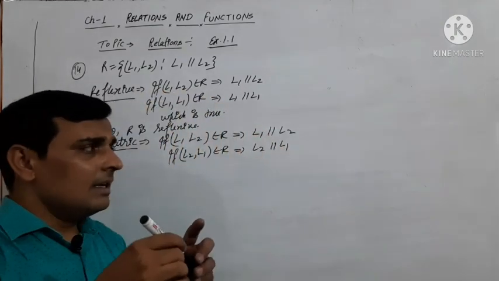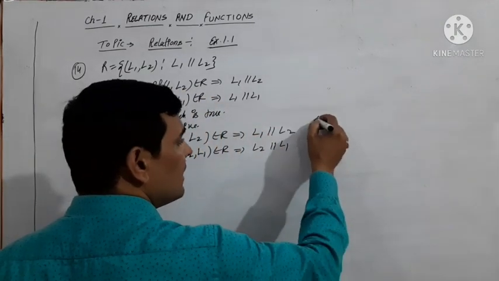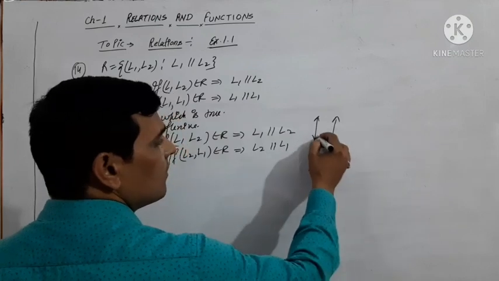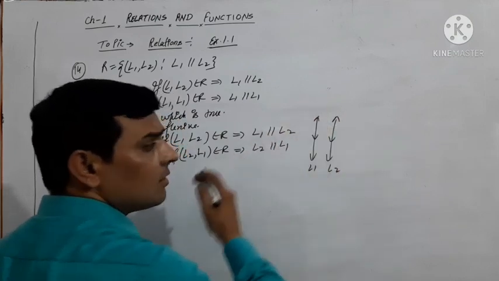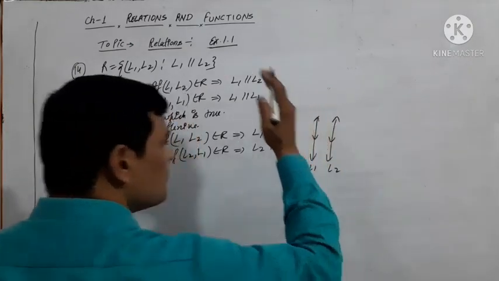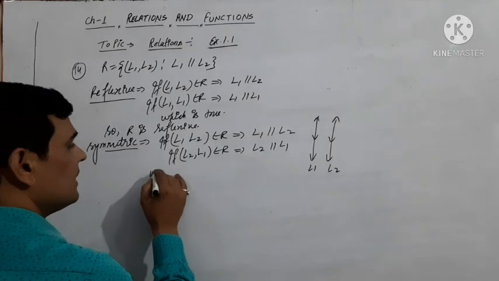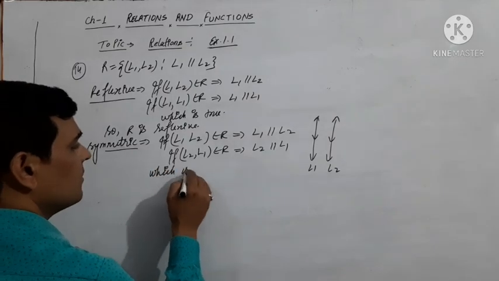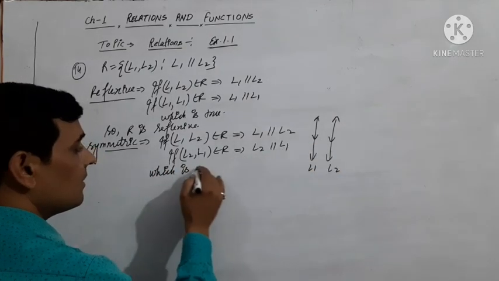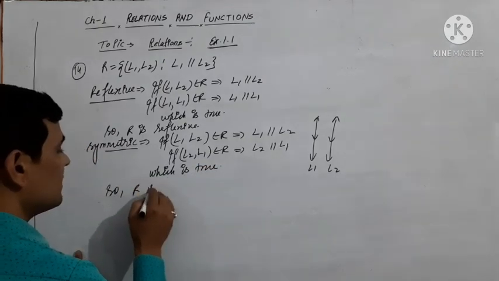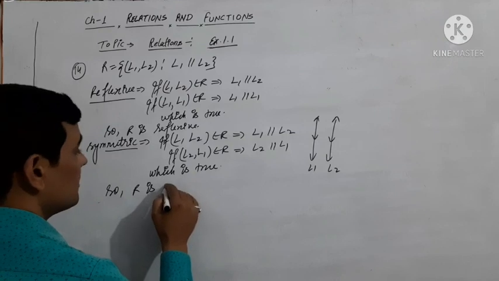अगर देखिए ये एक लाइन है, ये L1 ले लें, ये L2 ले लें. If L1 is parallel to L2, then L2 will also be parallel to L1. Condition is valid. लिखेंगे which is true. क्यों true है समझ में आ गया बेटा? Which is true. So R is symmetric also.